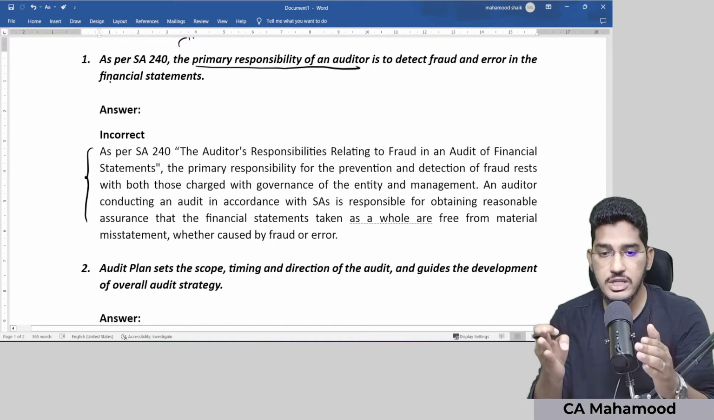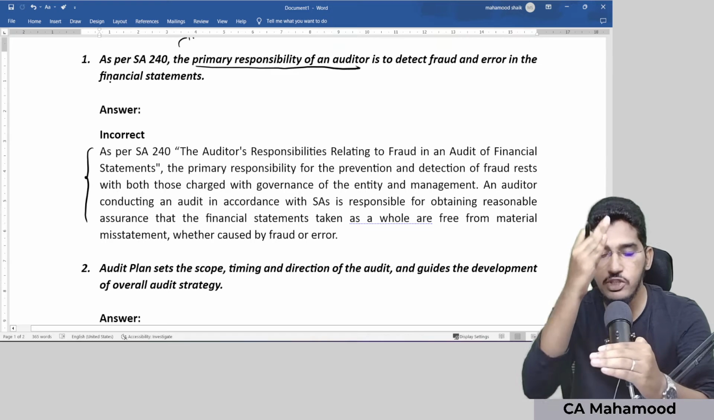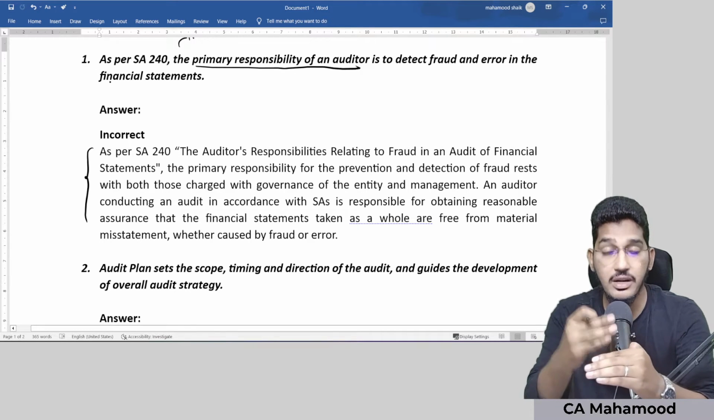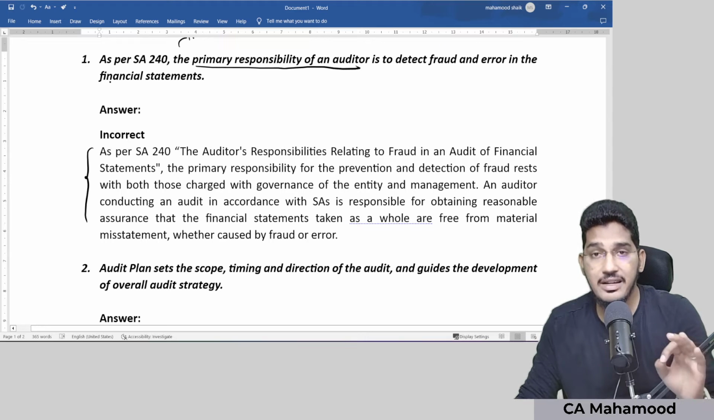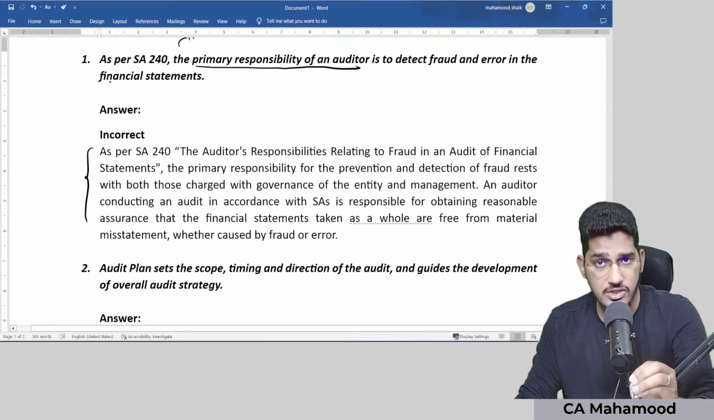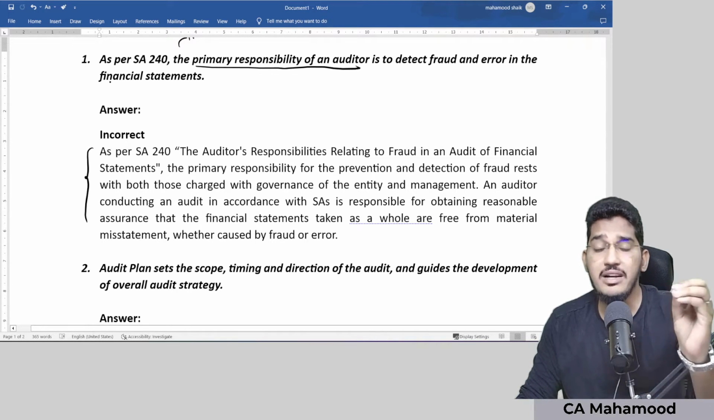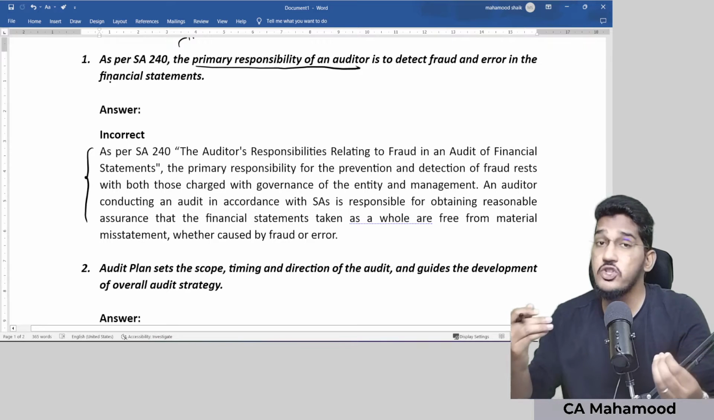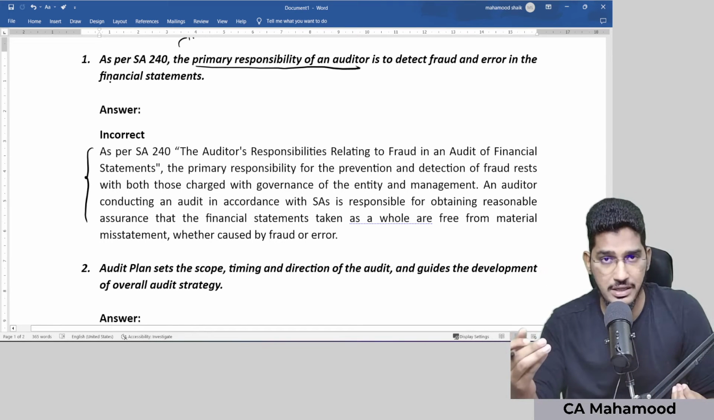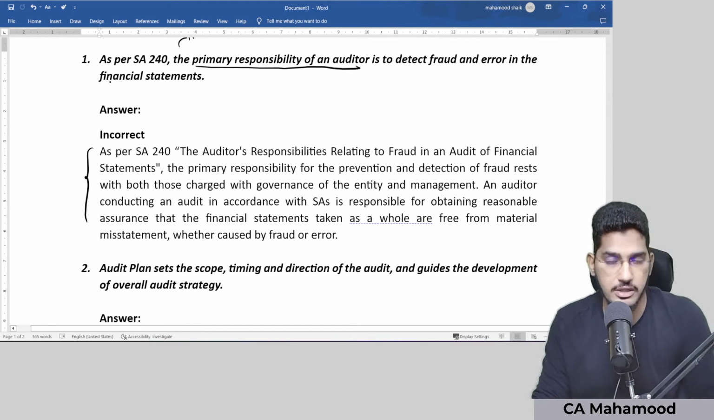So what most of the students will do is, they will write this statement and they will stop it. Don't stop it here. Add a few more lines, like what they have written. An auditor, while conducting an audit, his primary responsibility is to obtain reasonable assurance whether the financial statements are free from material misstatements. So his primary responsibility is to express an opinion, not to detect the frauds and errors.